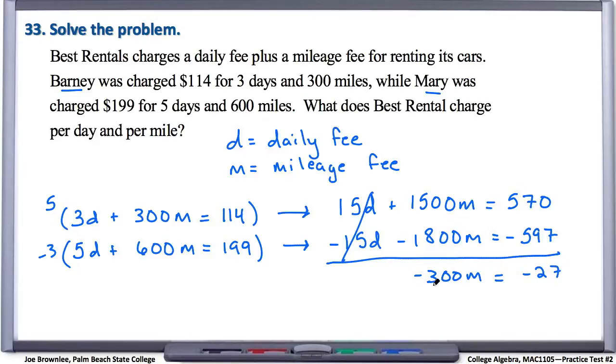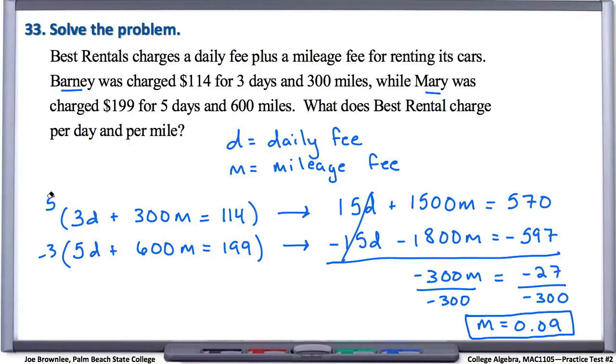Finally, we divide by negative 300 on both sides so that we can get M by itself. So M equals 0.09. Based on this, we now know that Best Rentals charges 9 cents per mile. We can now use this M to find the daily rate. Let's use the first equation to help us solve.